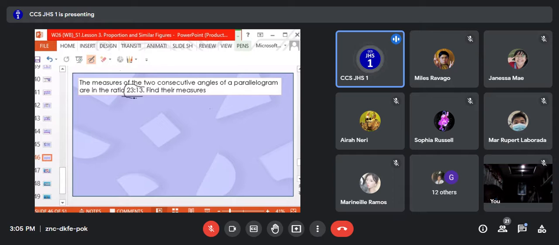For example, I have 5 apples. If I give 2 to Miles and 3 to Marinelle, that's the ratio 2:3. One is a constant ratio. If I have 15 apples now, and this is the ratio, how many will go to Miles and how many will go to Marinelle?